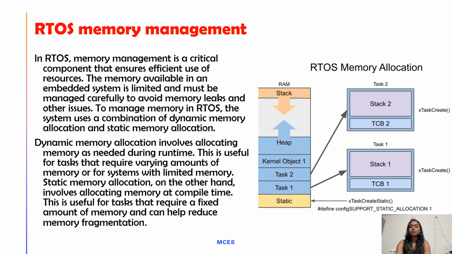Dynamic memory allocation involves allocating memory as needed during runtime. This is useful for tasks that require varying amounts of memory, or for systems with limited memory. Static memory allocation, on the other hand, involves allocating memory at compile time. This is useful for tasks that require a fixed amount of memory and can help reduce memory fragmentation. And here is a diagram explaining RTOS memory allocation.